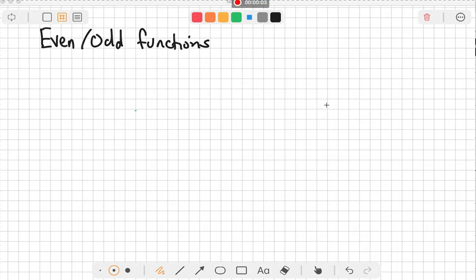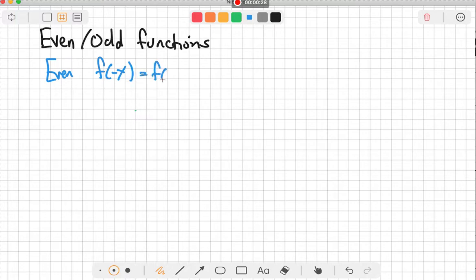In this video, I want to talk a little bit about even and odd functions, define them, and show how we can algebraically determine if a function is even, if it's odd, or if it's neither. So again, our definition for an even function, we have f of negative x equals f of x. In other words, if we plug in the opposite input, we get the same output.